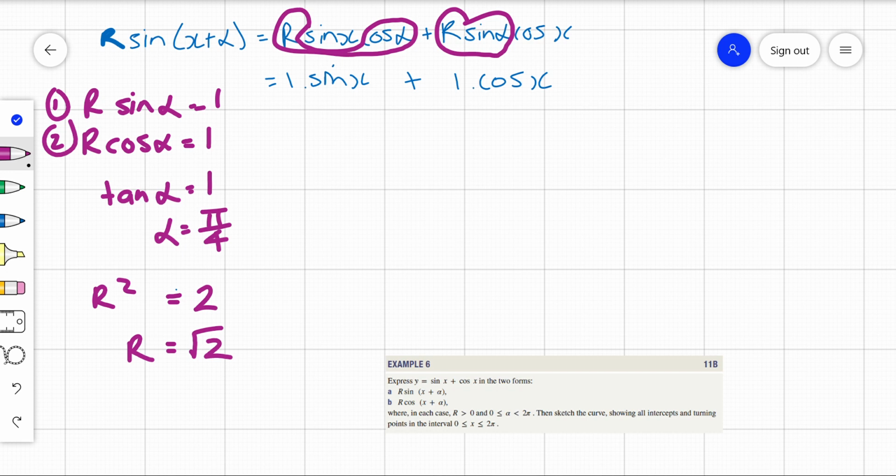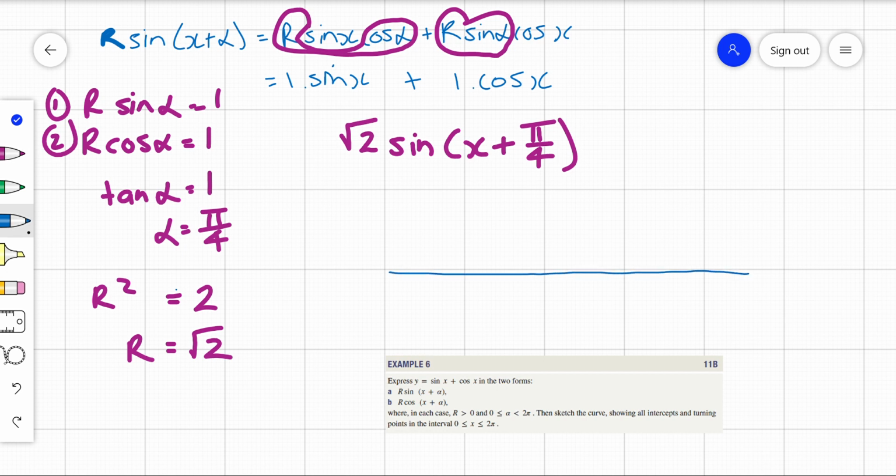So you can see that sine x plus cos x is the same as root 2 sine(x plus pi on 4). So we've got a phase of pi on 4, or the sine curve is shifted to the left pi on 4.